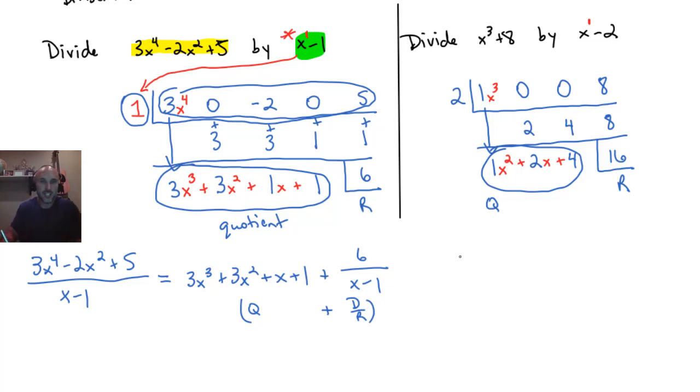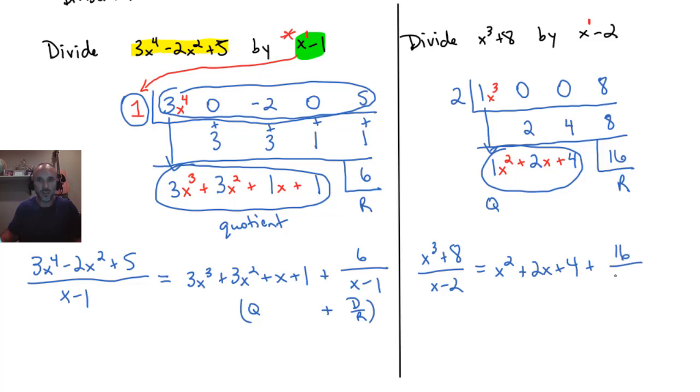Over here, the similar result would be, let me extend this line real quick. I erased it so I'd have enough room there, and then of course now I need it. We'd have x cubed plus 8 divided by x minus 2 equals a quotient of 1x squared plus 2x plus 4 plus our remainder over our divisor x minus 2.